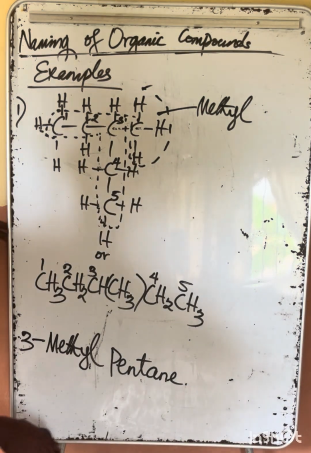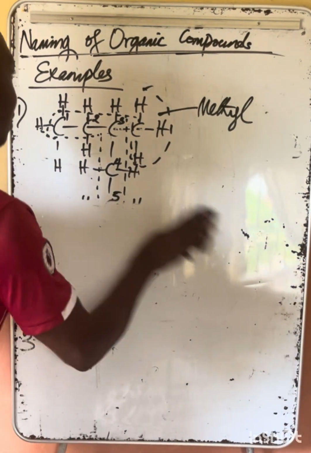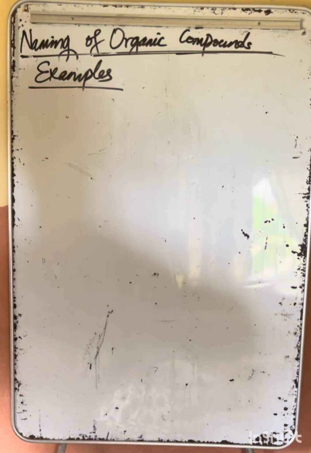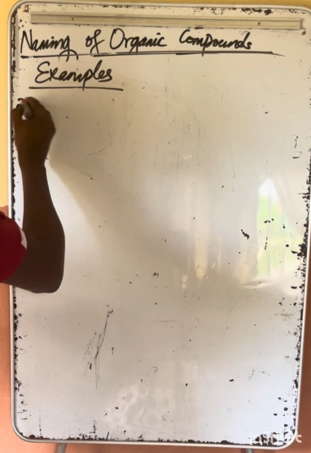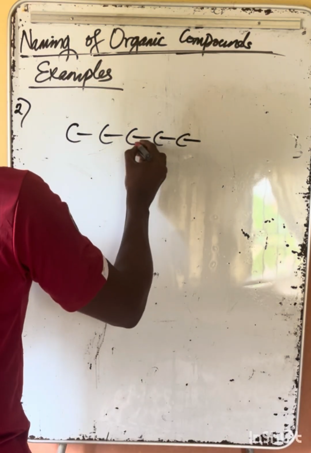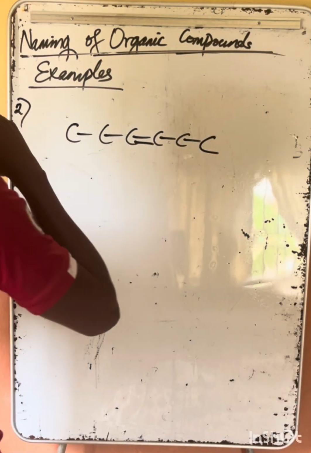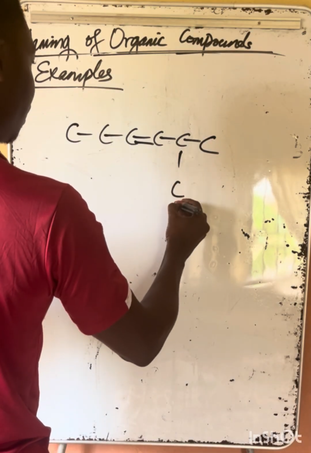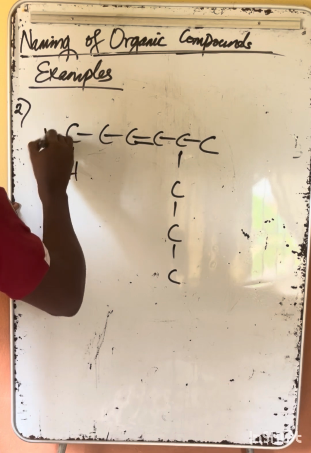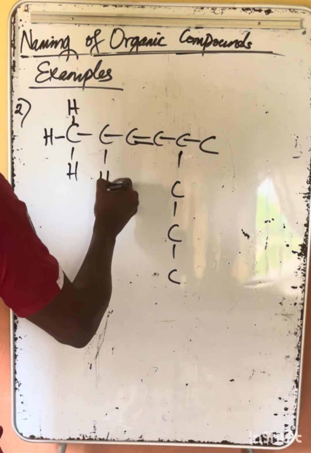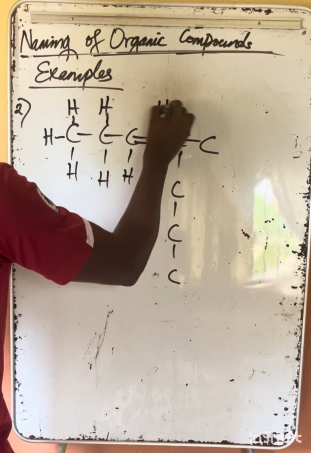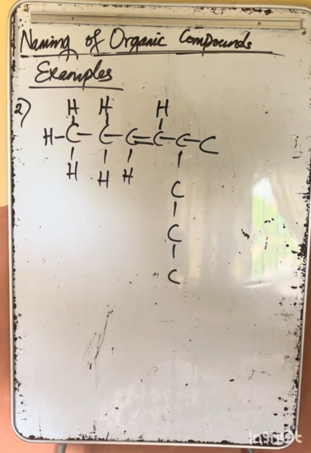So we'll take another example. We'll take another one. Number 2. Let's say we have something like this. Okay, so we have H3, H3, H here, there, here. If you notice around the double bond, the number of hydrogen atoms will be less.